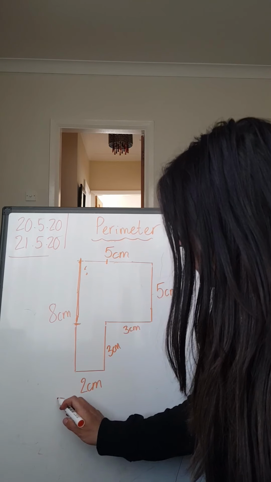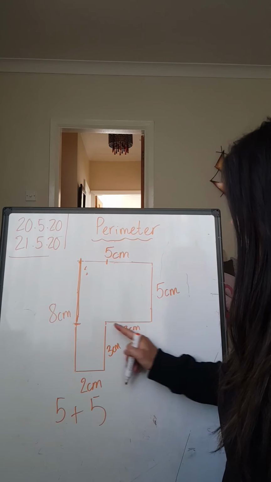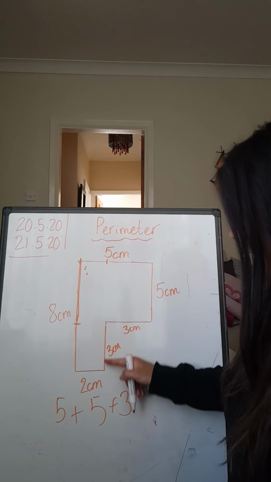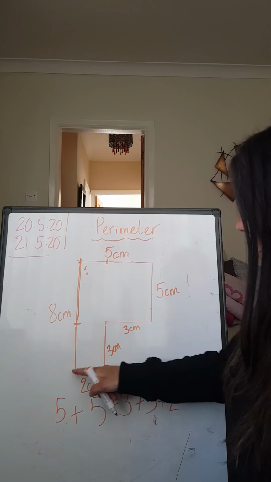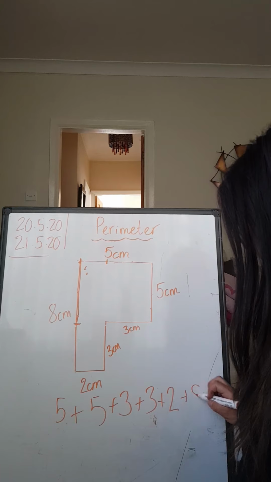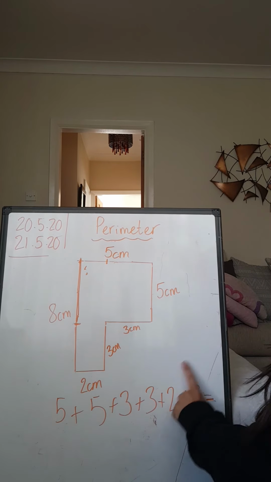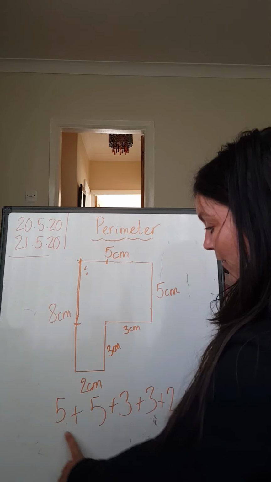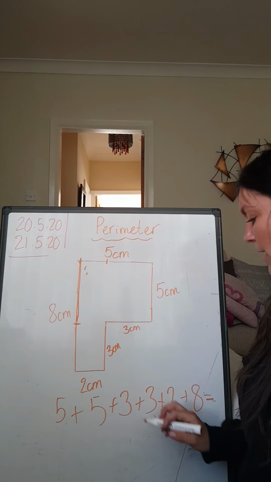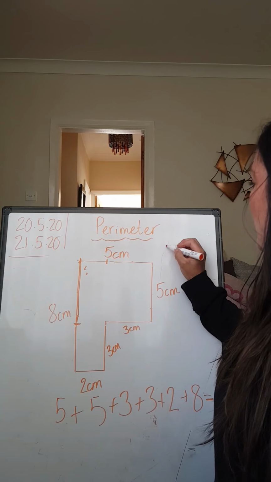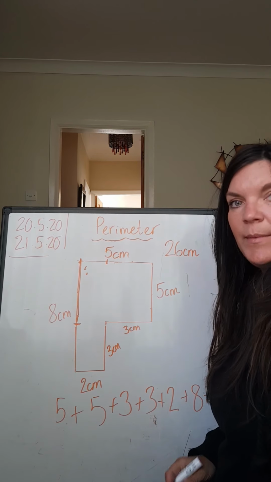We're going to write this. I hope you can see this. 5, add 5, add 3, add 3, add 2, and then add this long side, which is 8. Right, how can I add that up really, really quickly? I know 8 add 2 is 10, because that's a number bond. I know 5 add 5 is 10. So I've got 10 add 10, which is 20. And then I've got 3 add 3 there, which is 6. So I know the whole perimeter of shape number 2 is 26 centimetres.